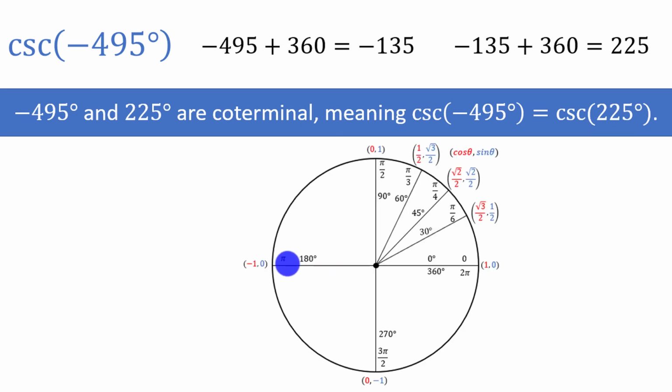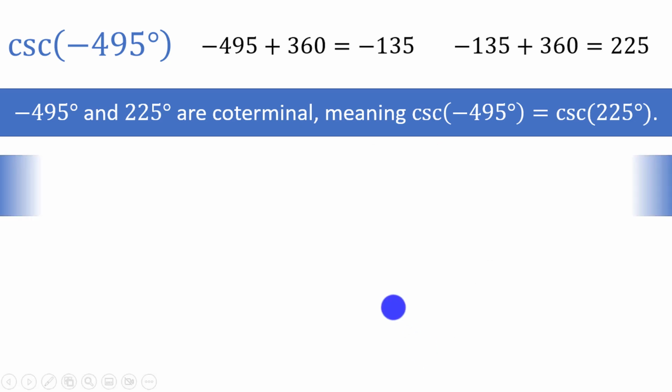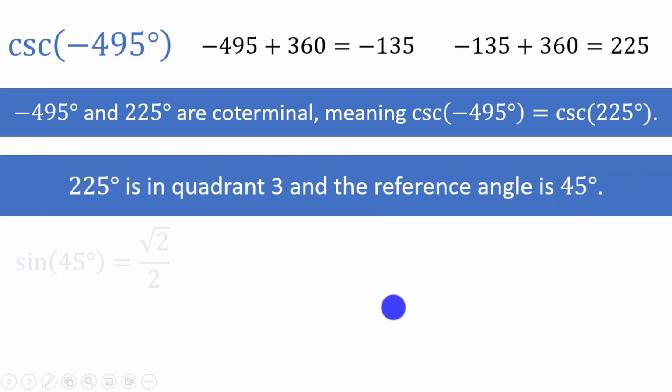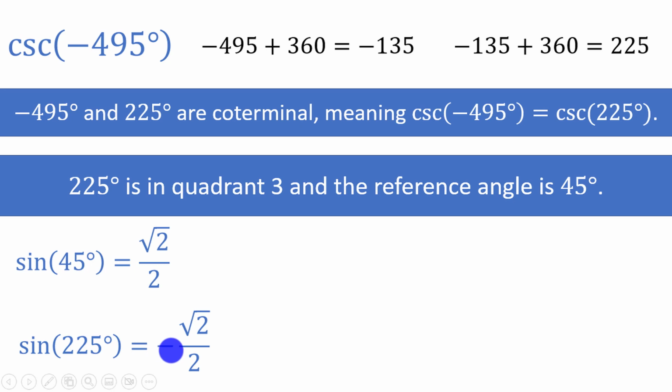225 degrees is somewhere between 180 and 270 degrees. More specifically, 225 degrees is 45 degrees below 180 degrees. Therefore, our reference angle is going to be 45 degrees. Sine of 45 degrees is one of the commonly known angles. It's the square root of 2 over 2. Since 225 degrees is in quadrant 3, which is below the x-axis, sine of 225 degrees will be negative square root 2 over 2.